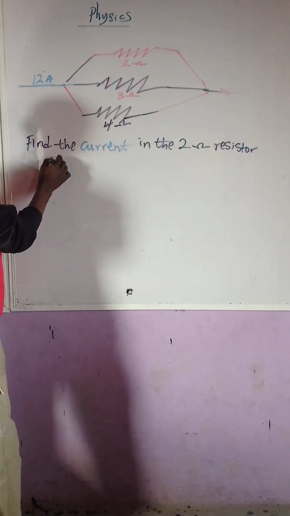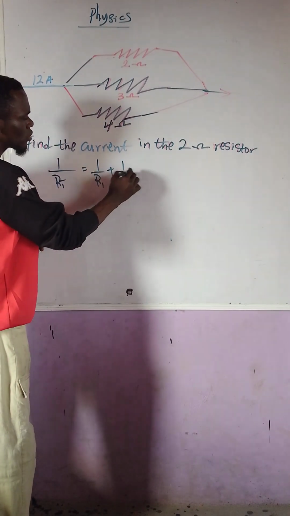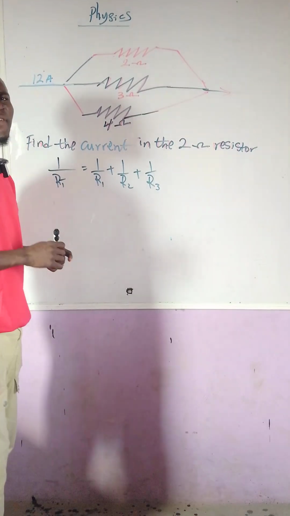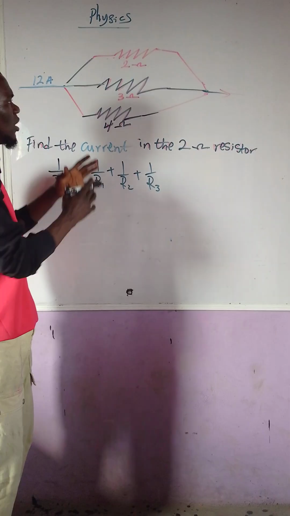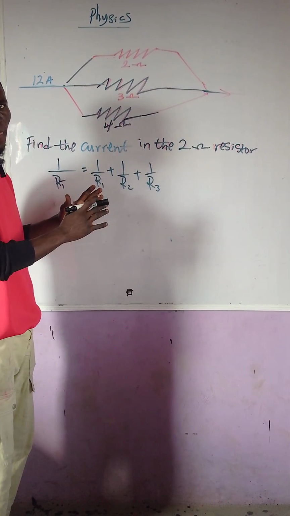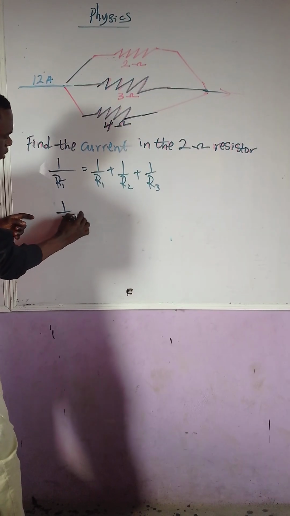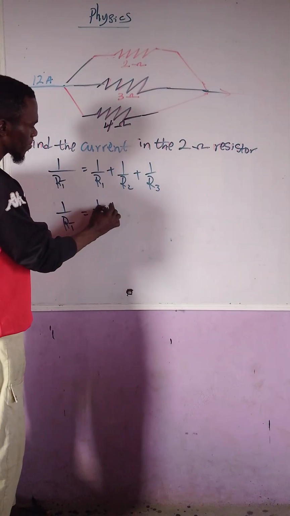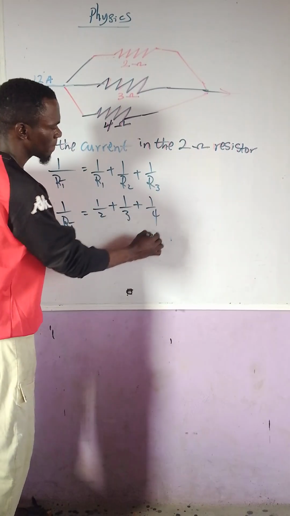To find this parallel total resistance, the formula is 1 over R total equals 1 over R1 plus 1 over R2 plus 1 over R3. If you are very observant, this shouldn't be a new thing to you. So we have 1 over R total equals 1 over 2, plus 1 over 3, plus 1 over 4. The first one is 2, the second is 3, while the third is 4.